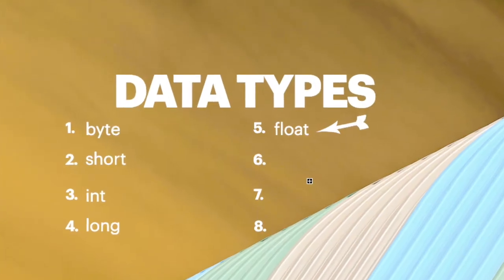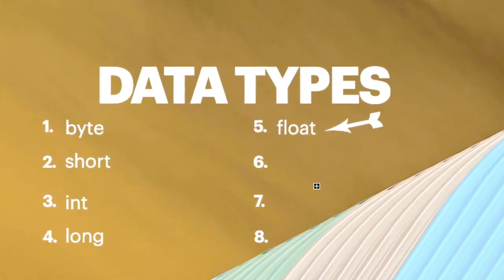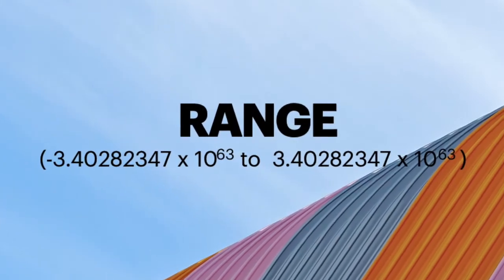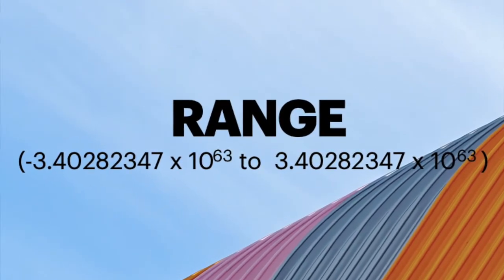Now let's suppose we want to store numbers with fractional parts. In this case, we would use a float data type. A float data type stores 4 bytes of space and its range is pretty large. It has a precision of 7 digits. And an example of a float would be 1.2345667.